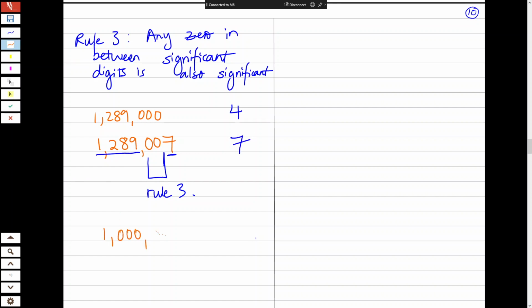Okay, Talia. How many significant digits do you think there are here? Why? Okay, so why are you counting 1 and 7 as significant? Yeah, someone want to help Talia out? Why do we count 1 and 7 as significant digits? Because they're non-zero. Because they are non-zero.